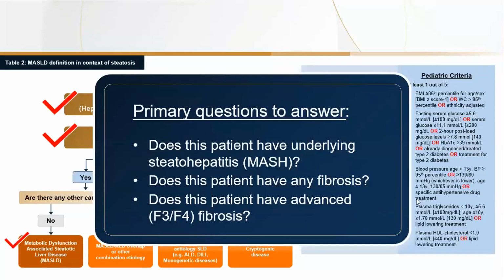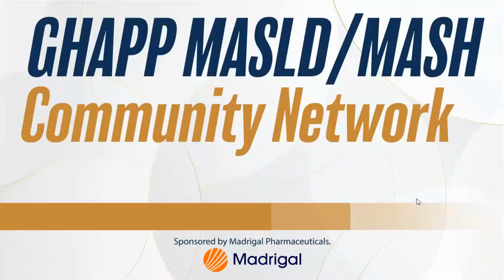Primary questions to answer here. Does this patient have underlying steatohepatitis? So does this patient have MASH? So that fibroscan would be important here to stage him. Is he in stage 1, 2, or 3? He doesn't have evidence of portal hypertension based on that ultrasound. So we don't believe that he's in that stage 4 category. And that will bring us to the end.